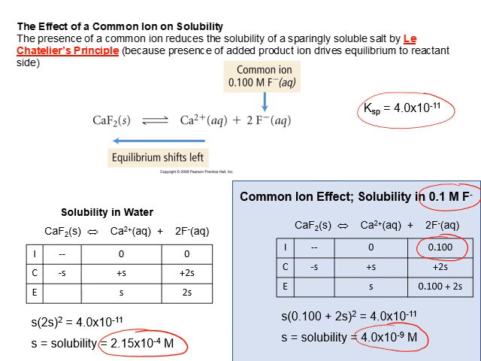Notice that the solubility of the calcium fluoride solid decreases in the presence of a common ion, in this case fluoride. This is a general result that is predicted by Le Chatelier's principle. This result is the common ion effect. The common ion effect states that when you have a common ion or shared ion already present, the solubility of the solid will be reduced. Notice, however, that the value of KSP did not change. What changed was the amount of calcium fluoride that would dissolve.